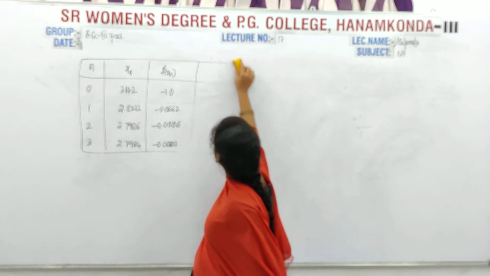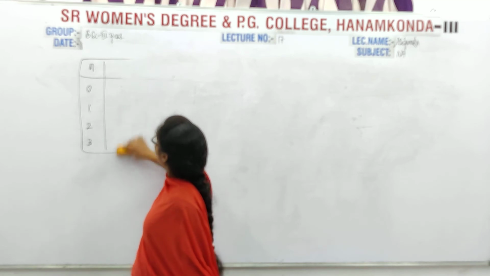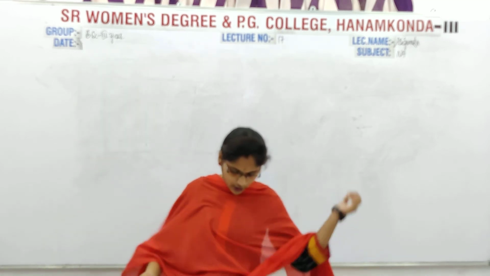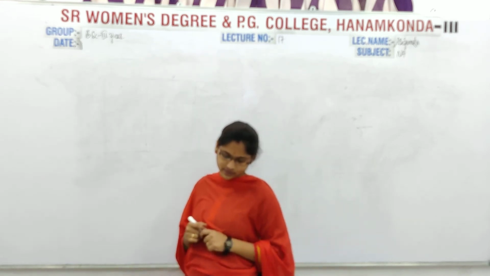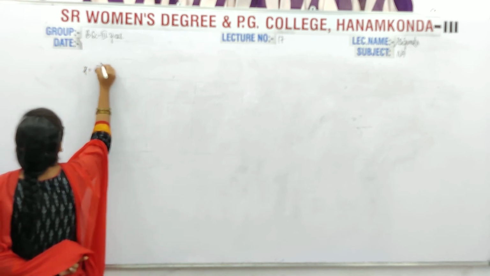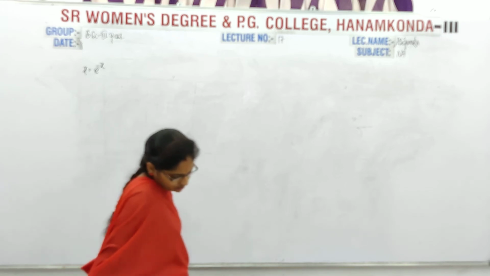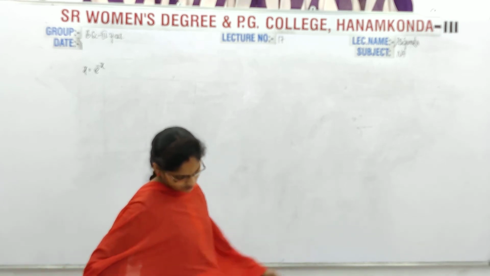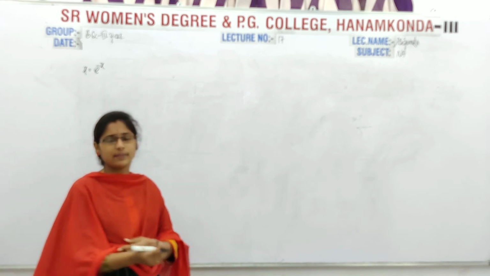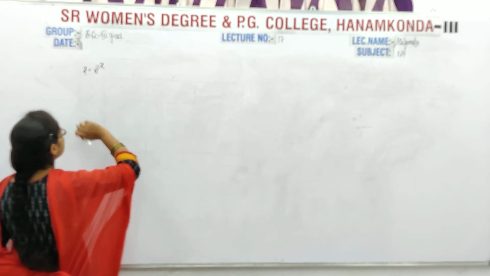x equal to e power minus x using the Newton-Raphson method. Okay, so for this one, obviously we solved this application previously, but here we have to solve it again by using the Newton-Raphson method.